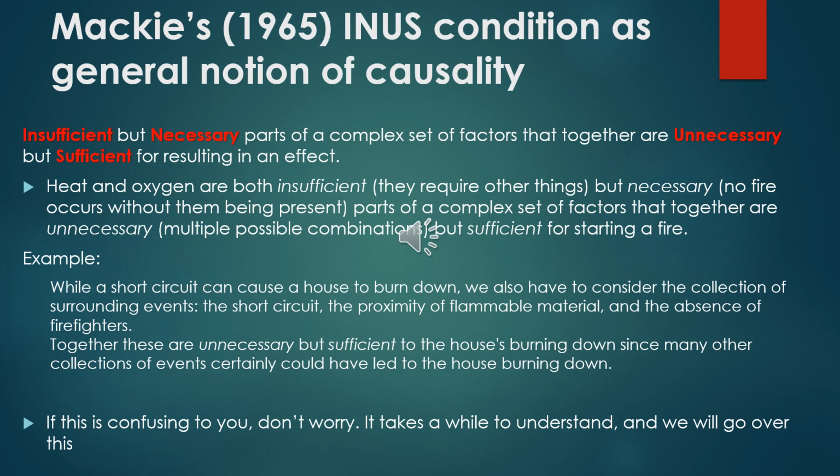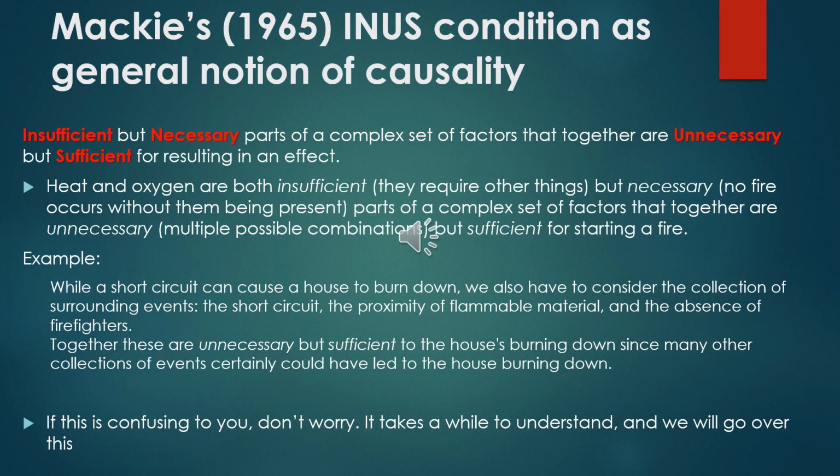This sounds very wordy and abstract, so let's talk about it using an example. Heat and oxygen are both insufficient in themselves, they require other things, but necessary: no fire occurs without them being present. They are part of a complex set of factors that together are unnecessary, because there are multiple possible combinations, but sufficient for starting a fire. In a more concrete case, a short circuit can cause a house to burn down, but we also have to consider the collection of surrounding events: the short circuit, the proximity of flammable materials, and the absence of firefighters. None of them is in itself the ultimate cause.